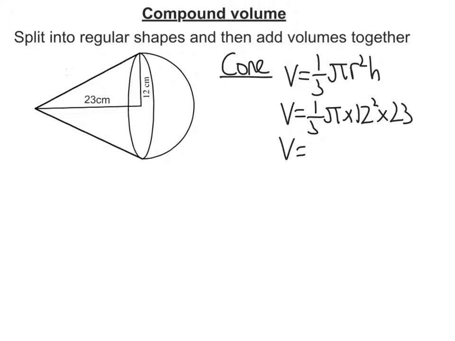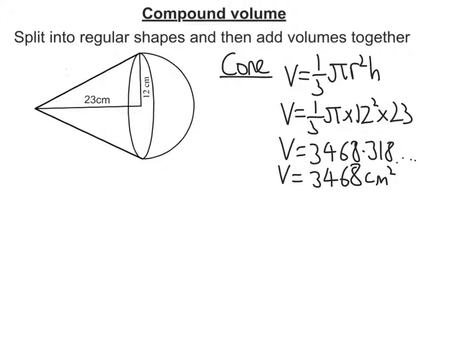Put that into my calculator and I get 3468.318, and so on. So rounding that, but keeping that number as much as I can in my calculator, or just writing down as many decimal places as I can, 3,468 centimeters cubed. Now, the hemisphere, the formula for that, well, it's a part of a sphere, so 4/3 pi r cubed, and it's only half of it, so I'm going to times that by half.